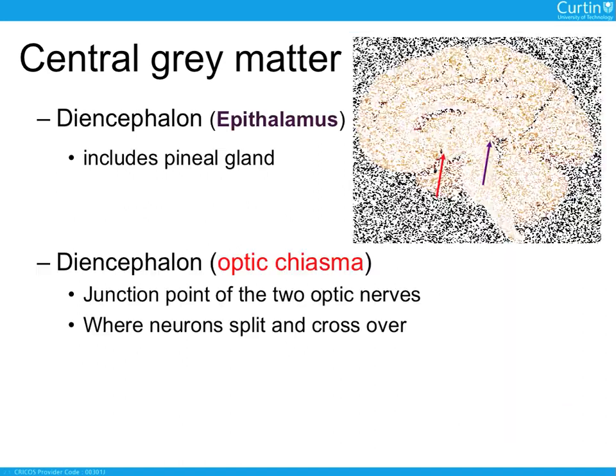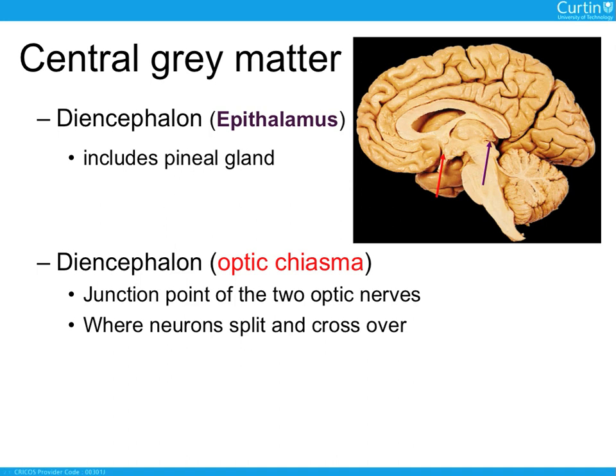Right, moving on. Another part of the diencephalon, epithalamus. This little gland here, posterior to the thalamus, is the epithalamus. So this is the thalamus here. This is the epithalamus containing the pineal gland. This will secrete melatonin. I'm sure you've heard of melatonin. Melatonin is a hormone important in your sleep-wake cycles.